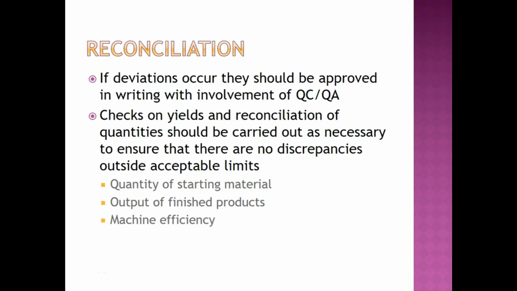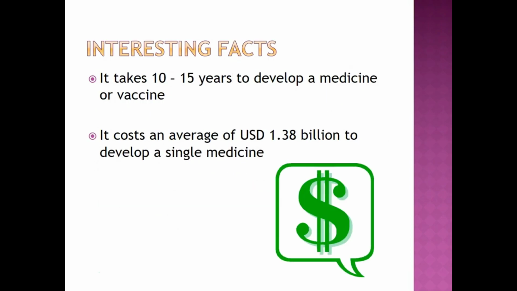So, reconciliation. If deviations occur, they should be approved in writing by a designated person with the involvement of the Quality Control Department or Quality Assurance Department. Checks on yields and reconciliation of quantity should be carried out as necessary to ensure that there are no discrepancies outside acceptable limits. Points to be considered in the reconciliation of a batch are the quantity of the starting materials, output of finished products, and machine efficiencies. All activities concerning reconciliation should be conducted based on written standard operating procedures.